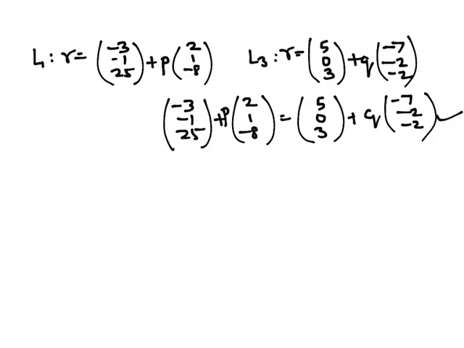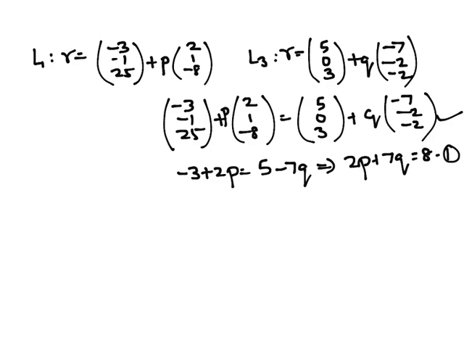So if I take the first one, that means -3 plus 2p equal to 5 minus 7q, which will give me 2p plus 7q equal to 8, equation 1. And the second equation is -1 plus p equal to 0 minus 2q, so you'll get p plus 2q equal to 1. Okay, now you can stop here. No need to find the third equation. So I'm going to solve 1 and 2.